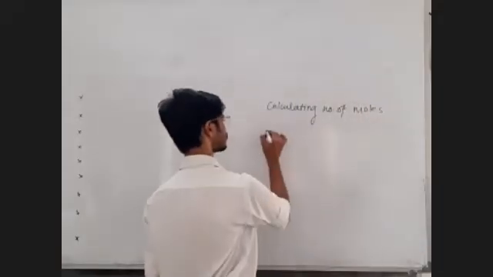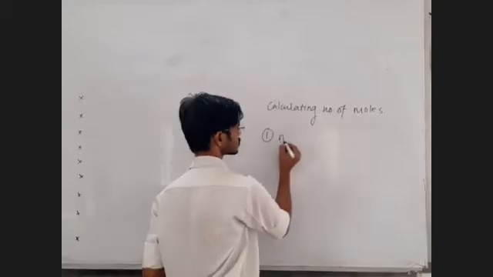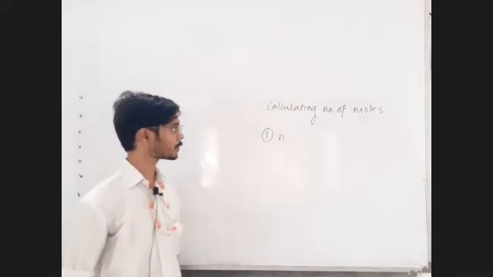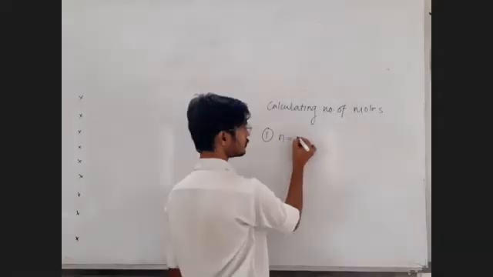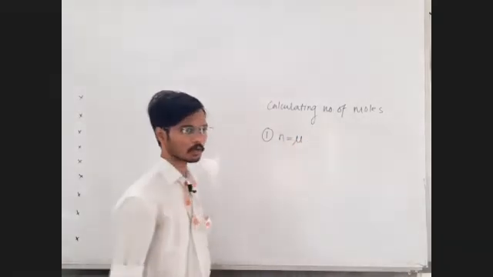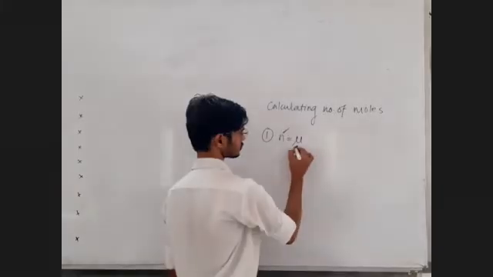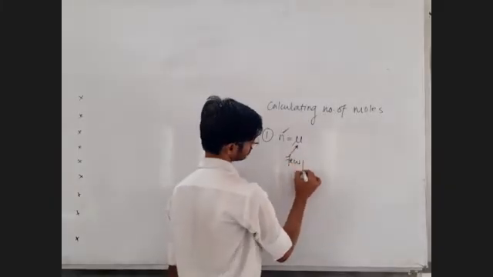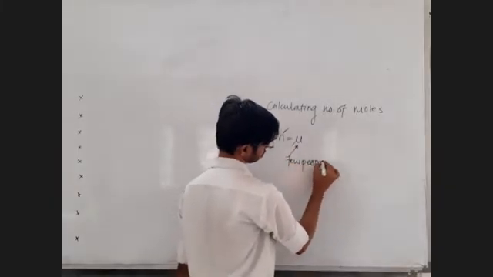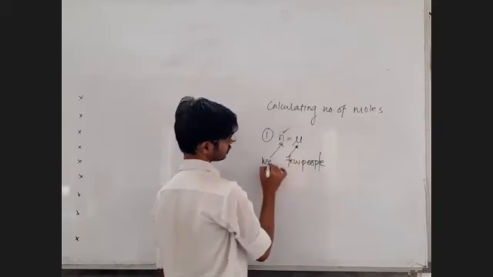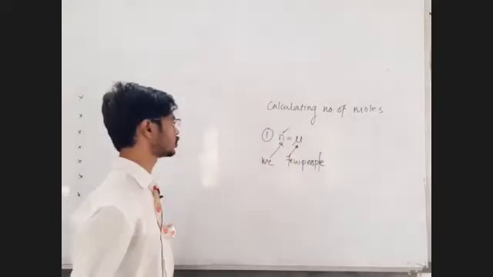Number one formula. For number of moles, you have to use the symbol small n. You people use the symbol mu, but we are going to use n.